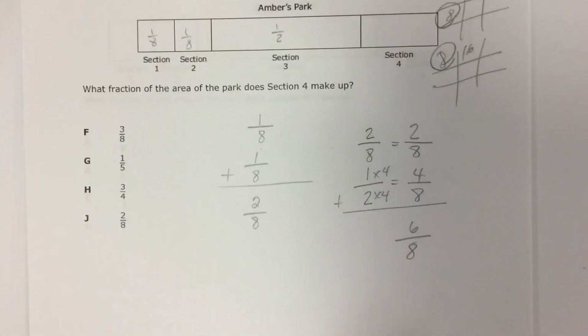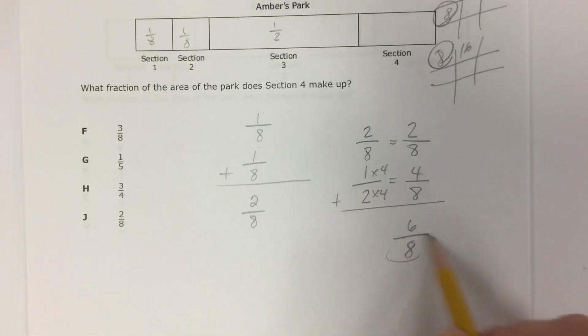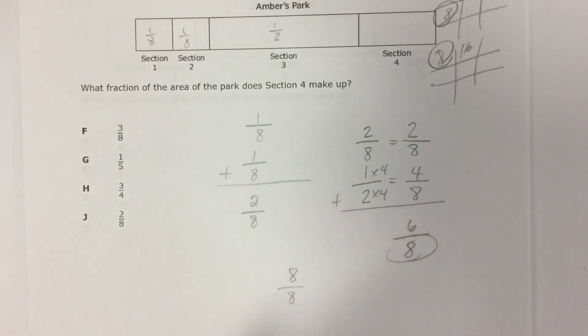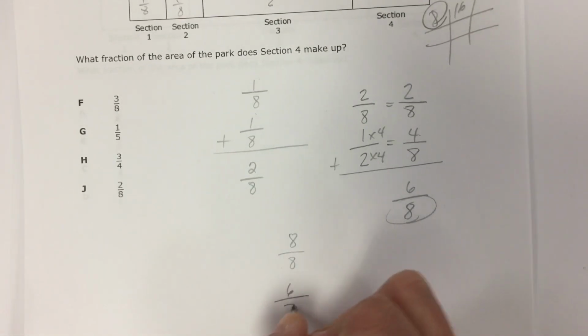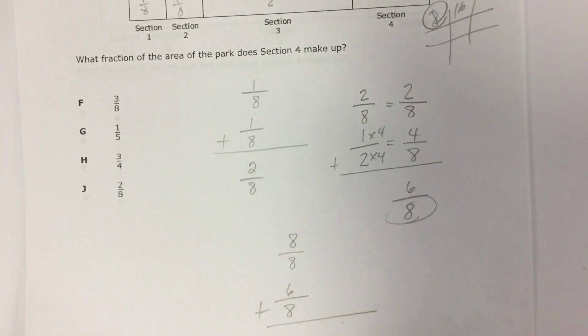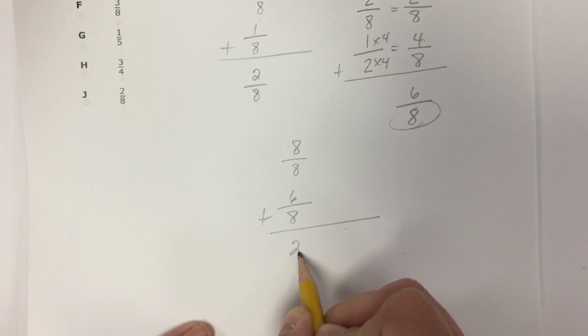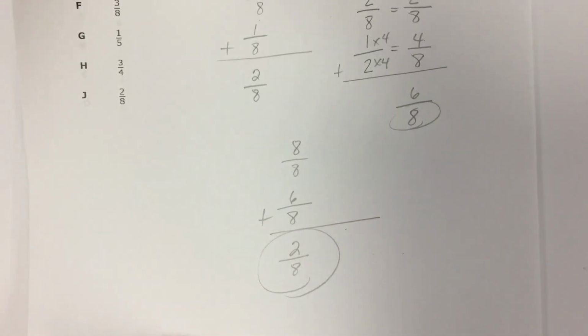Okay, so now that means the whole park has to be 8/8 because the denominator is 8, right? So if the whole park is 8 over 8, that's one whole park, and I have 6/8 already covered for Section 1, 2, and 3, all I have to do is figure out what the difference is. 8 minus 6 is 2. The denominator is 8. 2/8 is left over.